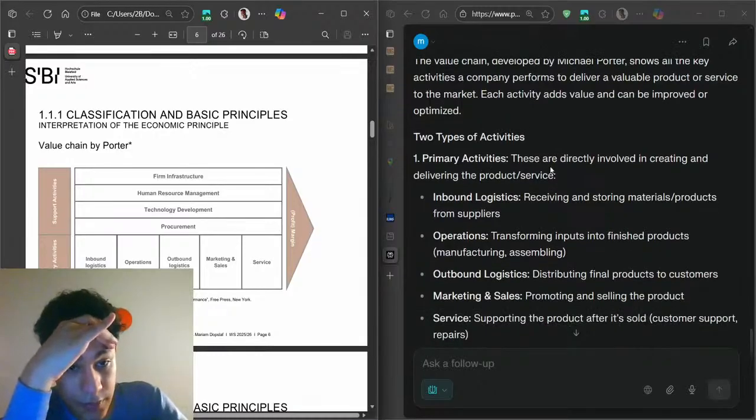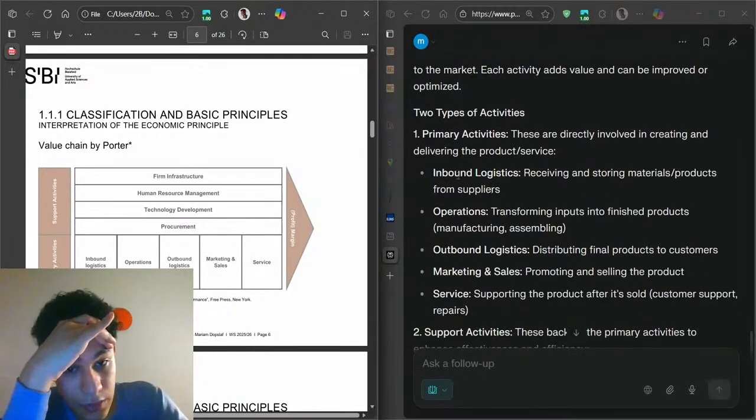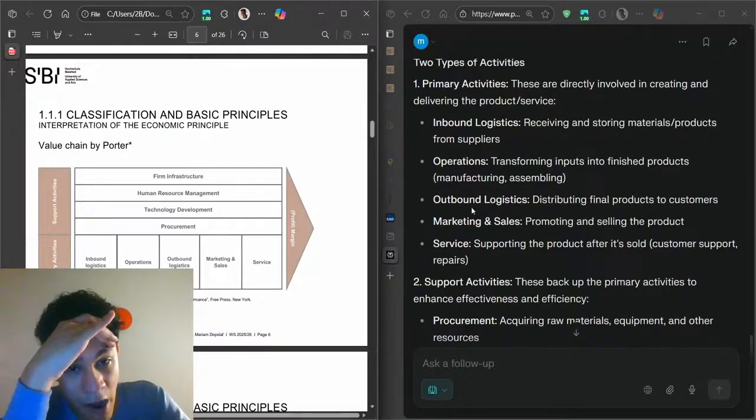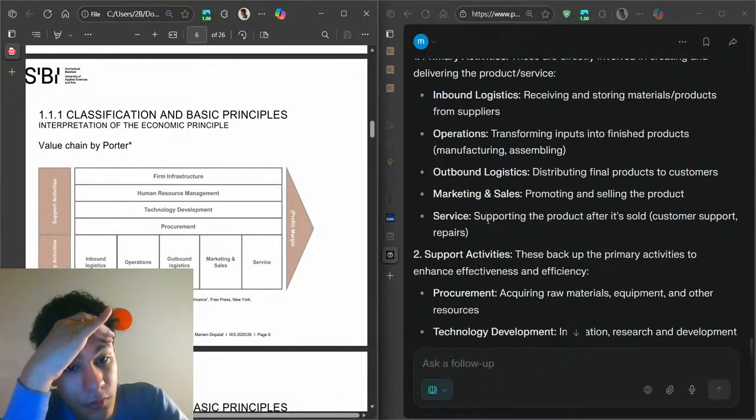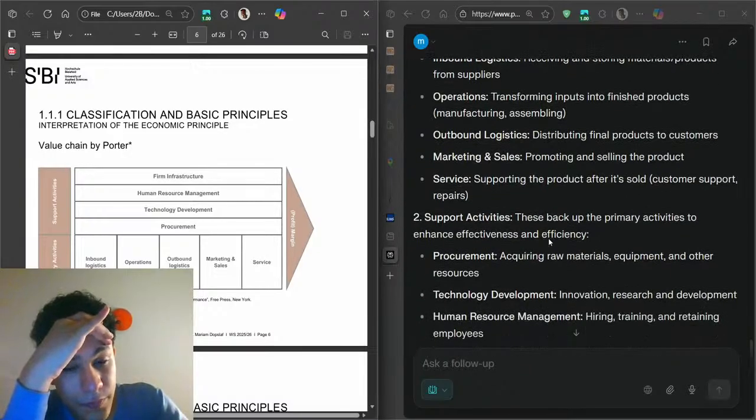So primary activities. Operation, transforming inputs into finished products. Logistics, distributing final products to customers. Marketing and sales, promoting and selling the product. Service, supporting the product after it is sold.